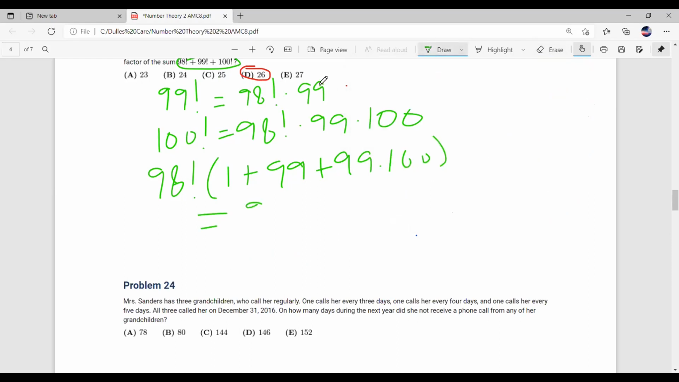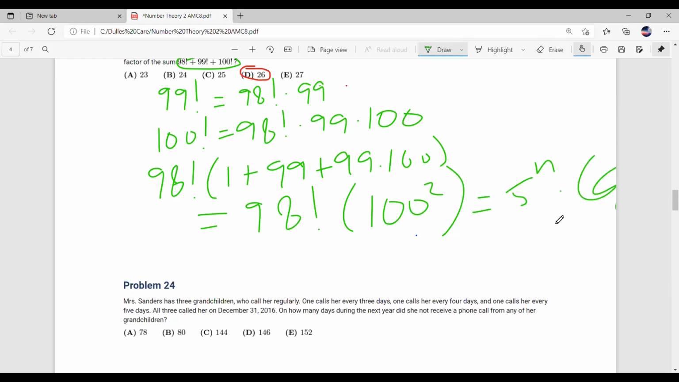So you can rewrite this as 98 factorial times 100 squared is equal to 5 to the n times some other number we don't really care about. 5 to the n is basically the largest possible power of 5 that's still a divisor of 98 factorial times 100 squared. And basically what we do is say that 98 factorial is equal to 5 to the 22 times some number we don't really care about, and 100 squared is 5 to the 4th times some number we don't really care about. So then in conclusion, n is equal to 26.